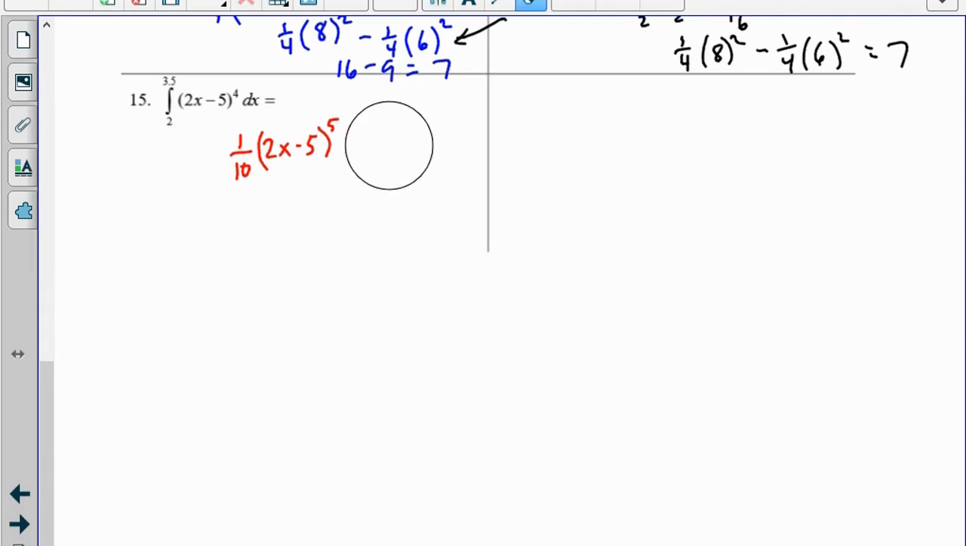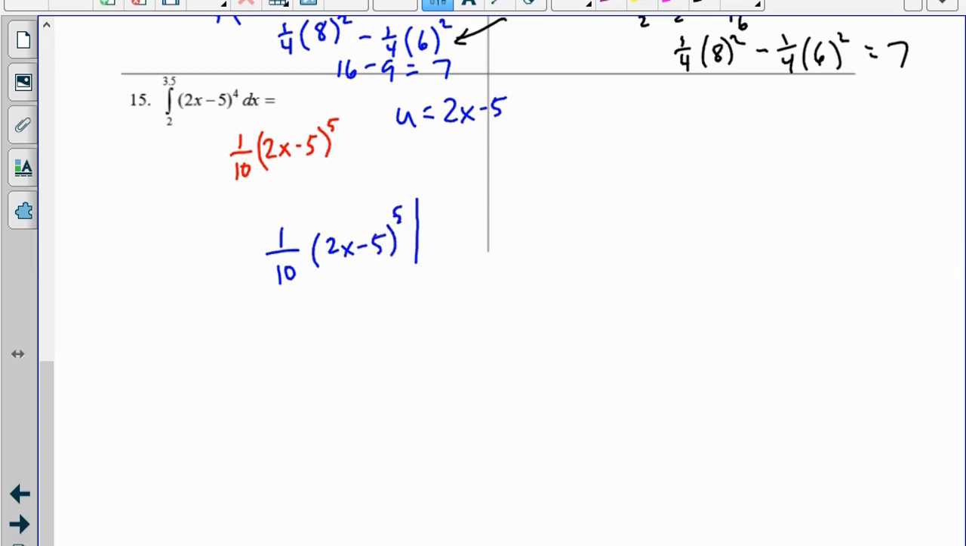Number 15, remember our u was 2x minus 5 in that problem. And so I had 1/10 2x minus 5 to the 5th as what I got when I actually integrated. So the first way of doing this problem is subbing in u, doing all the integration like it's an indefinite integral. I get 1/10 2x minus 5 to the 5th as my answer. And then I go back and treat it like a definite integral and sub in 3.5 for x and 2 for x and see what happens.